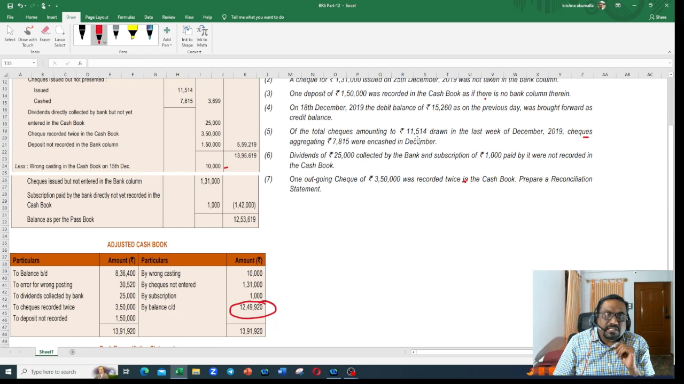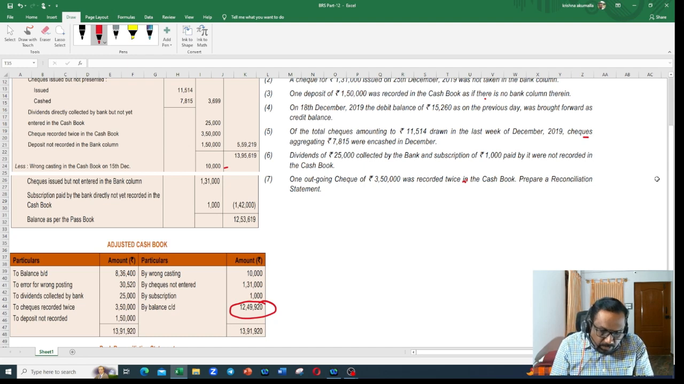Next, of the total checks amounting to 11,514 drawn in the last week of December 2019, checks aggregating to 7,815 were encashed in December. This is an important point. Out of 11,514, 7,815 checks were presented. The rest of the 3,619 checks were not presented. This point we have not taken into the adjusted cash book. Why? Because this amount is not an error nor an omission. That is the reason this is going to come as a part of reconciliation.